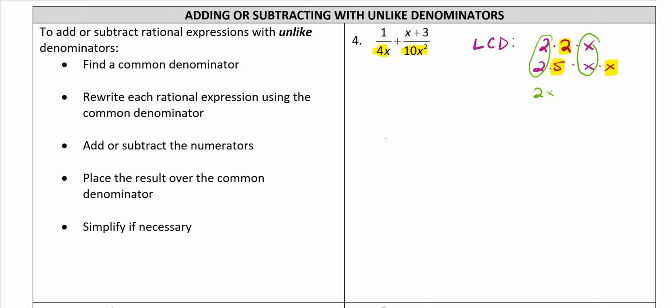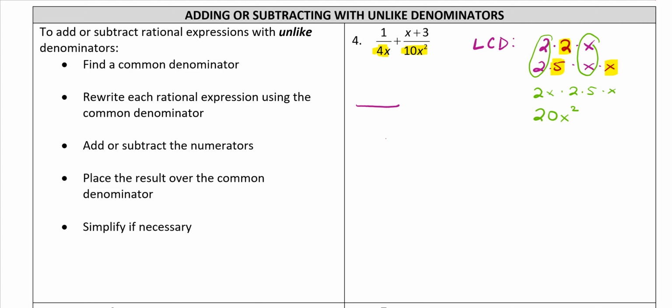So we're going to multiply this by 2 times 5 times x, which means our least common denominator is going to be 2 times 2 times 5. So 2 times 2 is 4, 4 times 5 is 20, and x times x, which is x squared. So our least common denominator is going to be 20x squared.